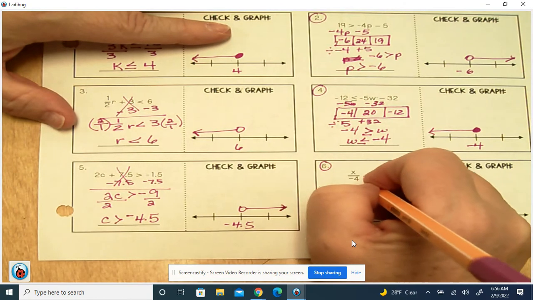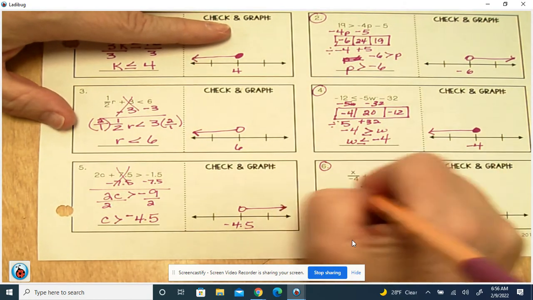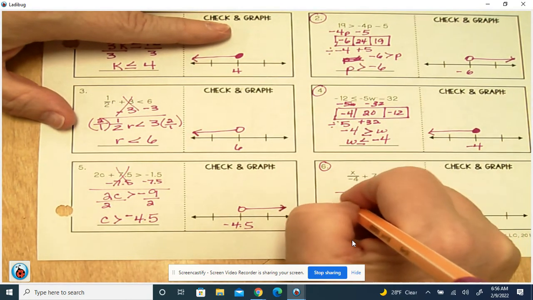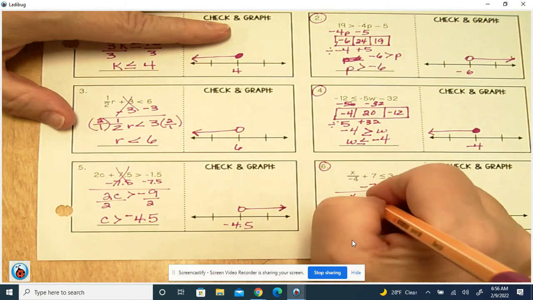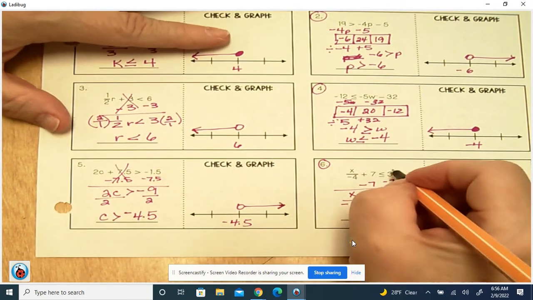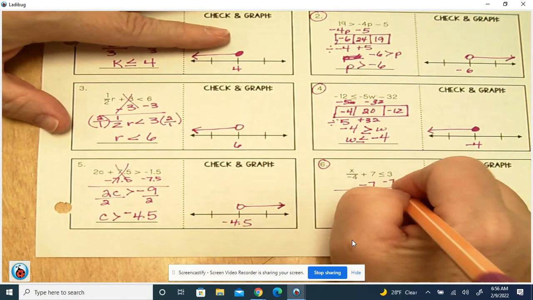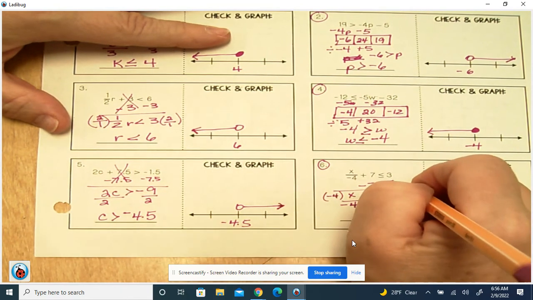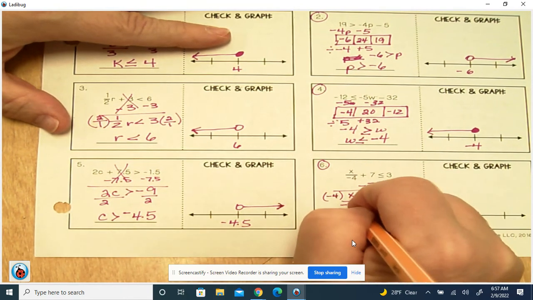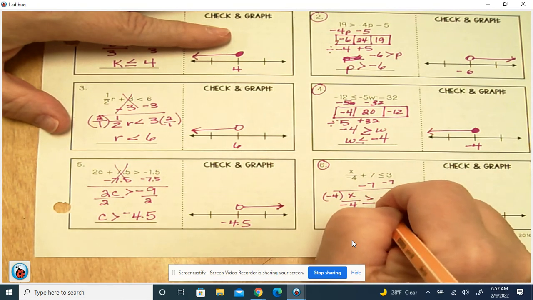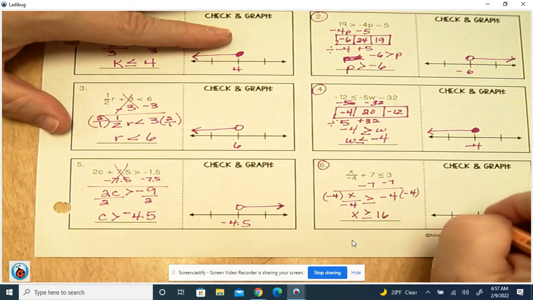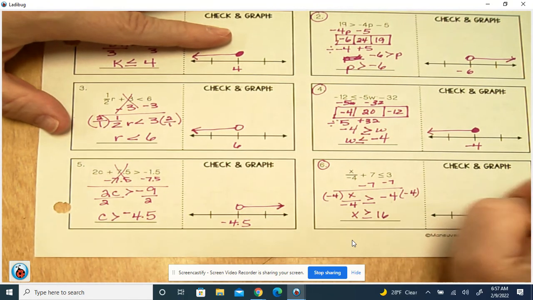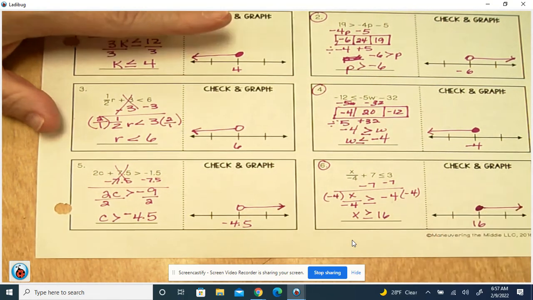All right, here we're going to minus 7 from both sides. And we've got x over a negative 4. It's a negative 4, so I'm going to flip the sign. 3 minus 7 is a negative 4. Multiply by negative 4. X is greater than or equal to 16. It's got that equal sign with it. So 16, a closed circle, shaded to the right.